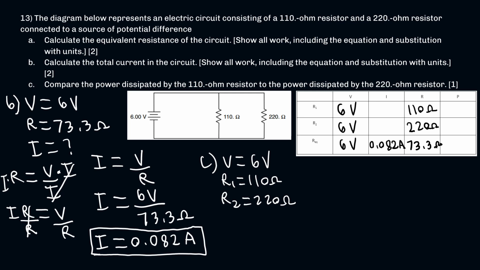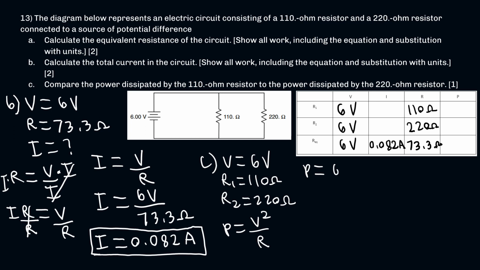At the very right side of that, I'm going to have V squared over R. So the equation I can use to do this comparison is V squared over R. I'm just going to plug this in for both of them, get the power, and show which one is going to be greater. So first, doing R1, which is my 110 ohm resistor, I'm going to find the power, and I'm going to plug in.